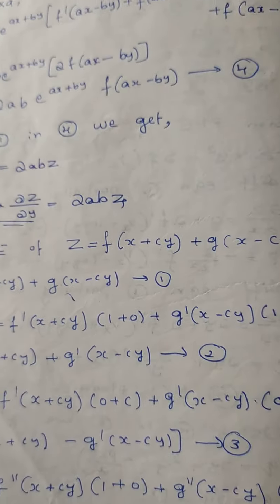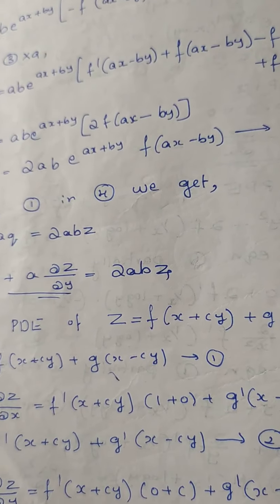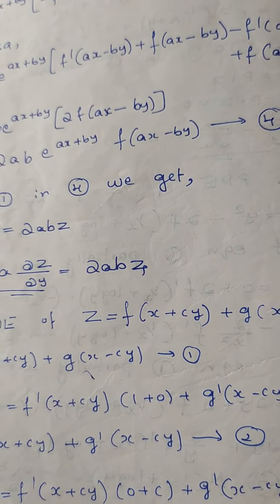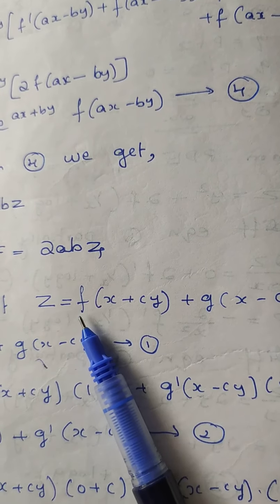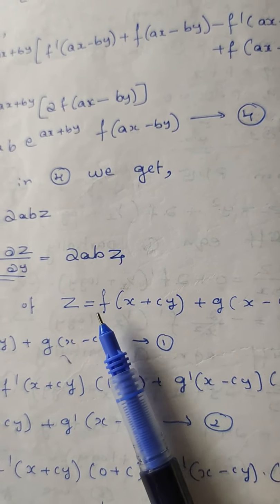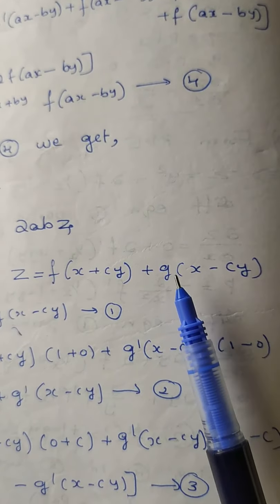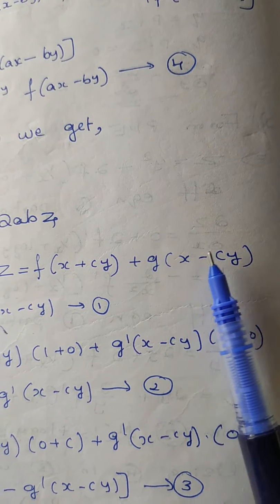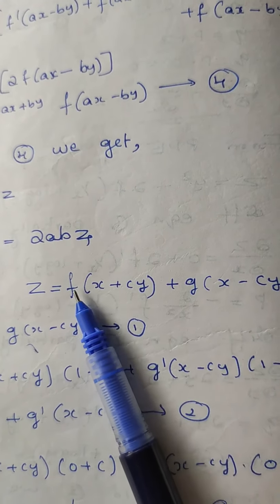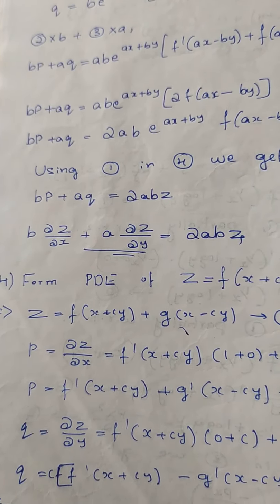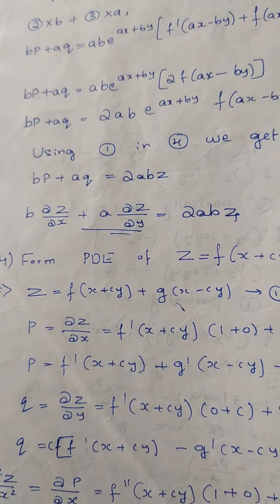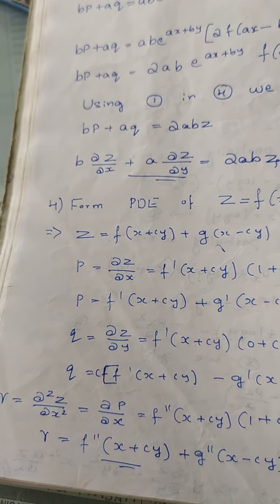Now come to the next one. See, first three problems are with one arbitrary function. Now come to two arbitrary functions. See, f and g. z is f of x plus cy plus g of x minus cy. How many arbitrary functions are there? Two arbitrary functions, f and g. That means we have to find all the partial derivatives first. p, q, r, s and t. All the 5 partial derivatives.